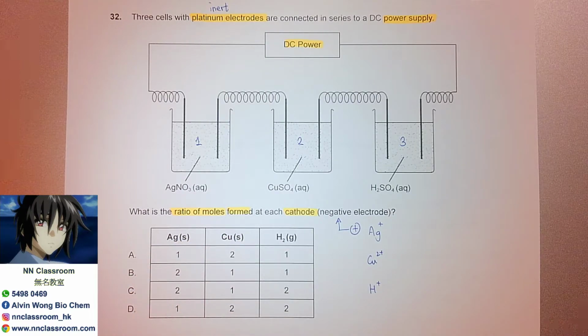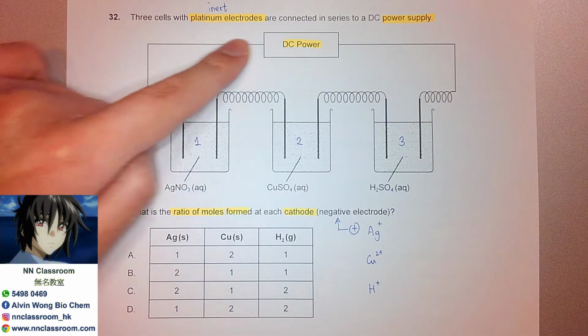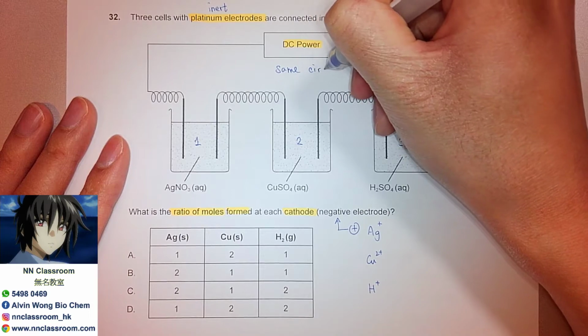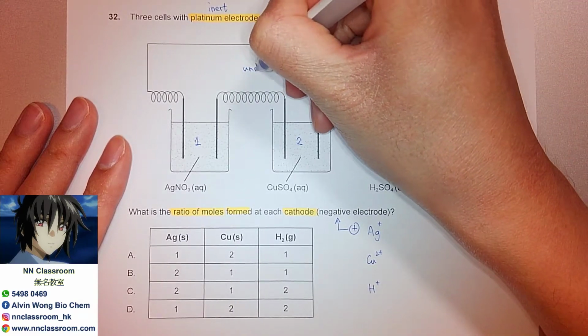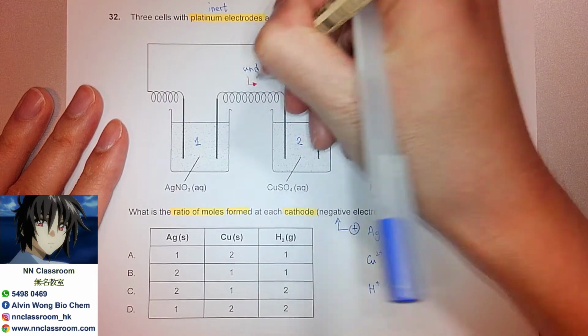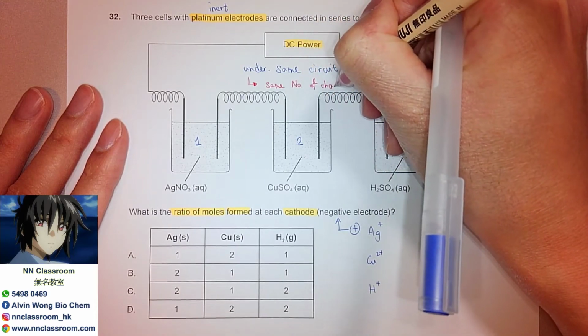So obviously, they are not testing us on which ions win or lose in terms of the preferentially discharged concept, because now we already know the 3 ions. But what is going to be the link between these 3 cells is that they share the same power supply, within the same circuit. Here is the most important point you need to know in the background: if the cells are linked within the same circuit, they share the same number of charges flowing.